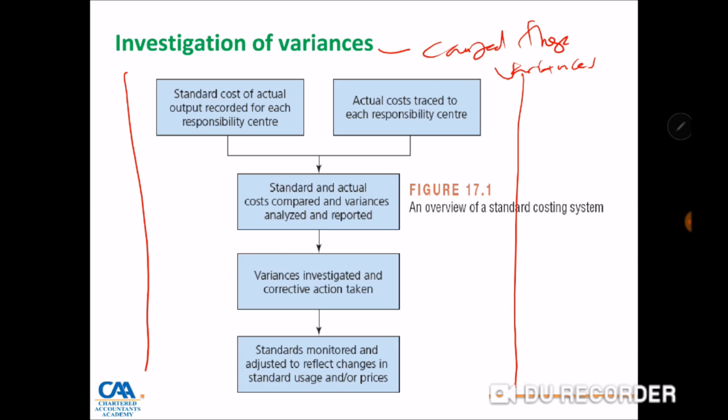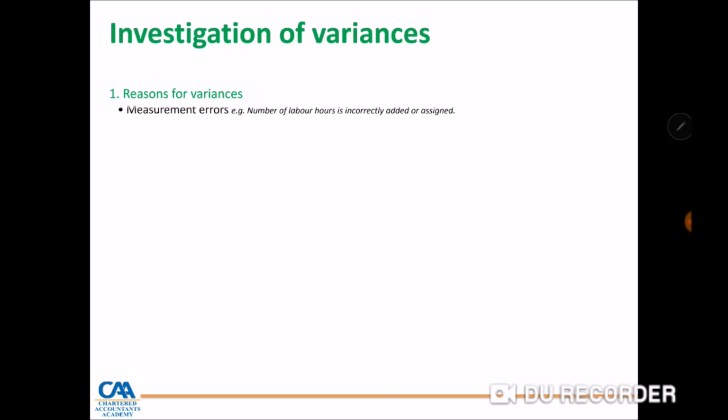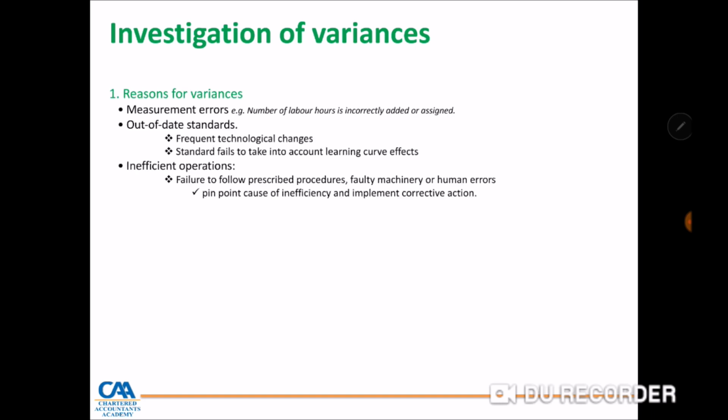For example, I can have a favorable material price variance, but an adverse material usage. Why? Because I ended up buying low quality raw materials at a lower cost, but my yield then fell because I was using lower quality material, therefore giving me an adverse material usage variance. So this is now what we are trying to understand in investigating variances and coming up with the reasons for the variances. So it can be a number of things.